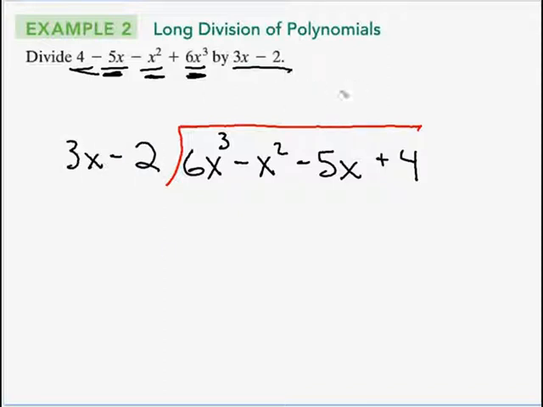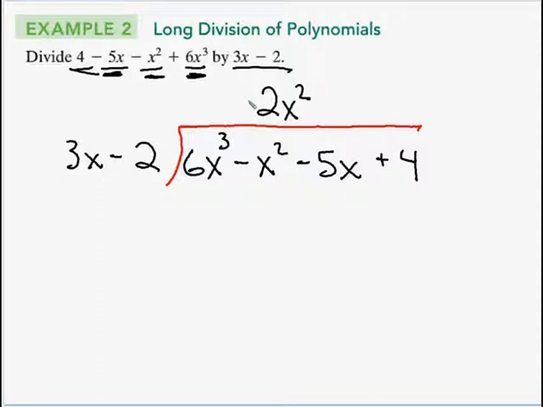Again, our first term up here is going to be, you can take 6x cubed, the first term here, and divide it by 3x. Well, 6 divided by 3 is 2. X cubed over x is x squared, 2x squared. Or some number up here times 3x is going to equal 6x cubed. We'll just think numbers first. What times 3 is 6? Well, that's a 2. What times x is x cubed? Well, that's got to be an x squared.